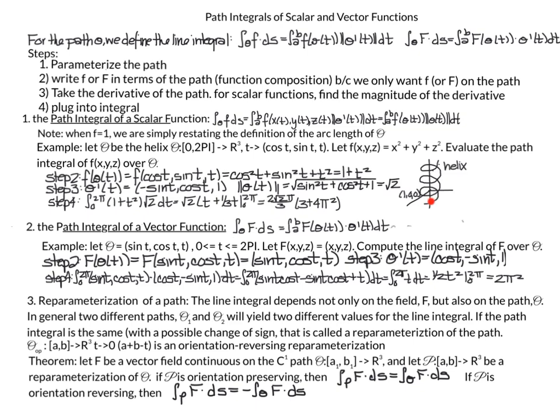So in other words, if you have one parameterization of a curve going up, like on this helix, and you take a line integral of some vector field f or some scalar field little f, then if you parameterize the path going backwards, your line integral will give you the same answer. It'll just have a negative in front of it.